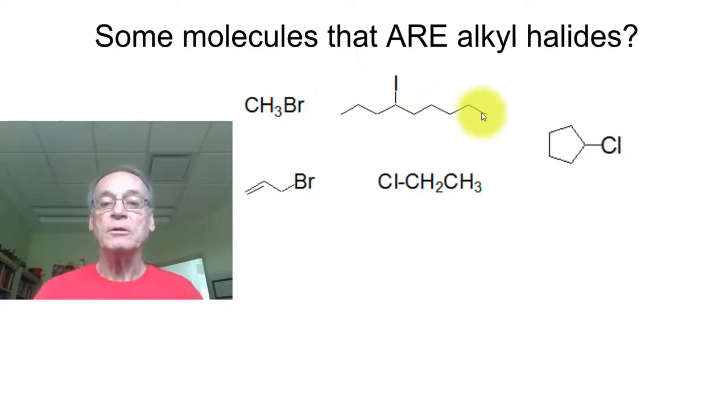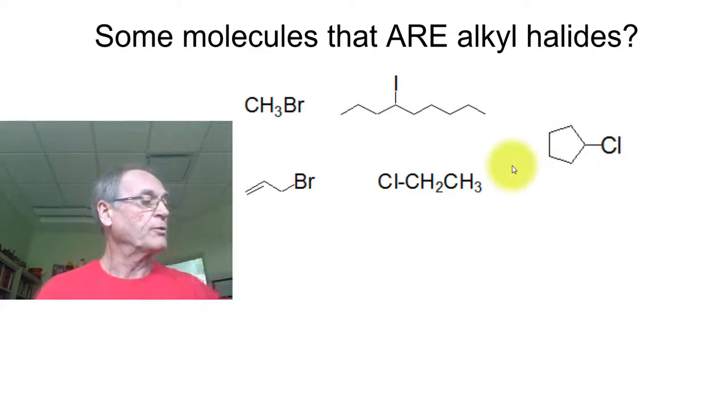This would be one, two, three, four, five, six, seven, eight, nine carbons with an iodine on the fourth carbon. When we learn naming, you'll learn that that's called 4-iodononane. And it's an alkyl halide because the carbon the iodine is attached to has a total of four single bonds. In other words, it's sp3 and tetrahedral. This is ethyl chloride. It has a carbon with four single bonds, with a chlorine on it. Just to show you that the halogens can exist on rings as well, this is chlorocyclopentane, and that's also an alkyl halide.